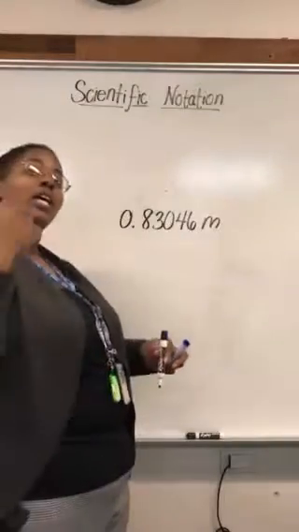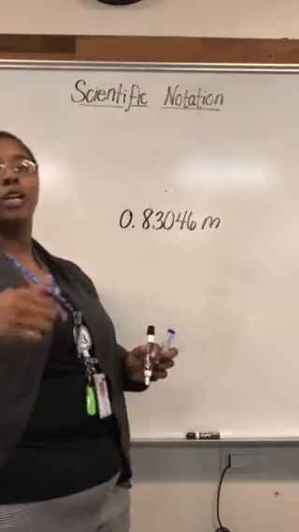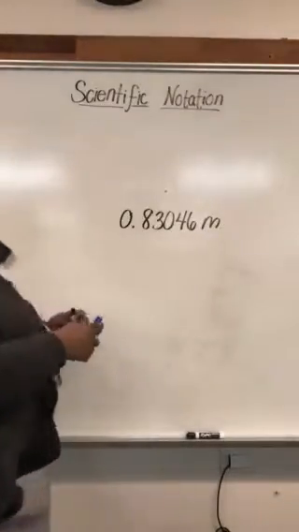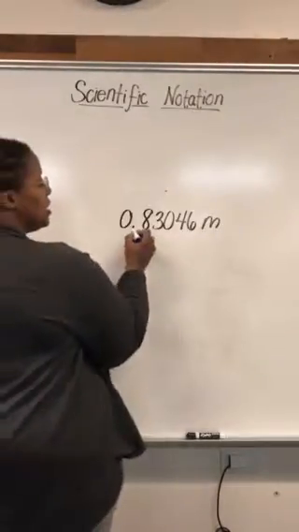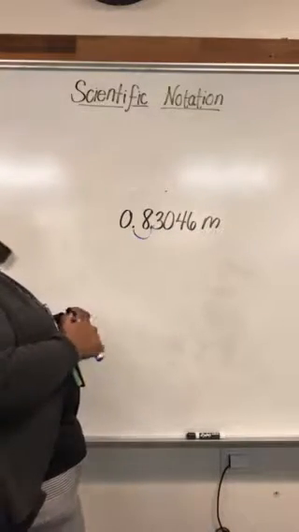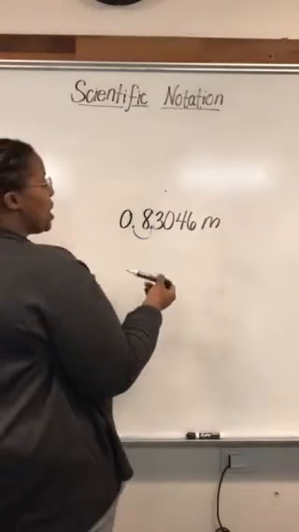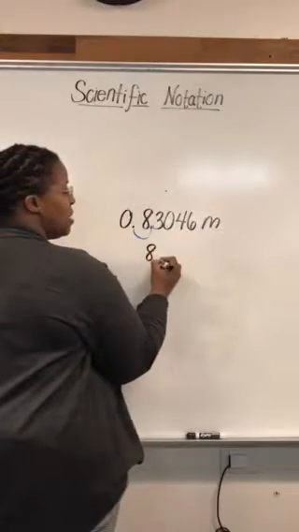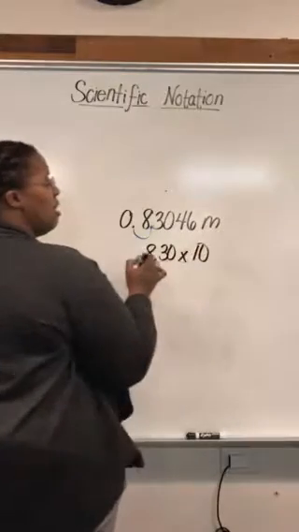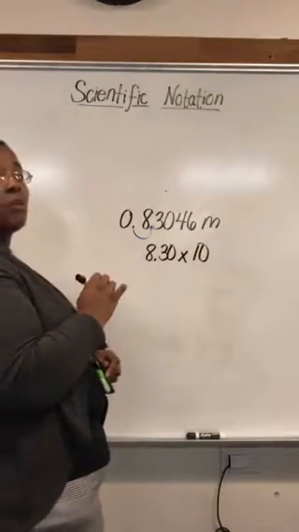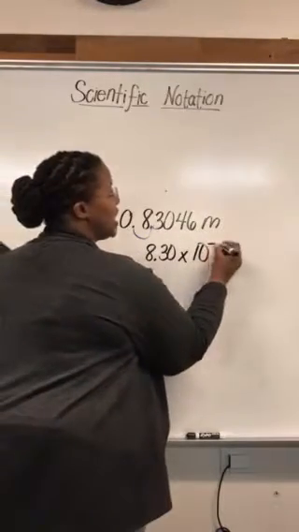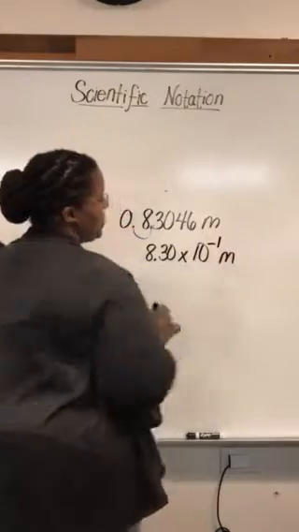Rule number 1, if I move my decimal, the number in front has to be between 1 and 9. So, how many spaces do I need to move? In this example, you're only going to move what? Just 1. Awesome. Your new number would be 8.30 times 10. Is that exponent positive or negative? It's negative. It's negative 1 meters.